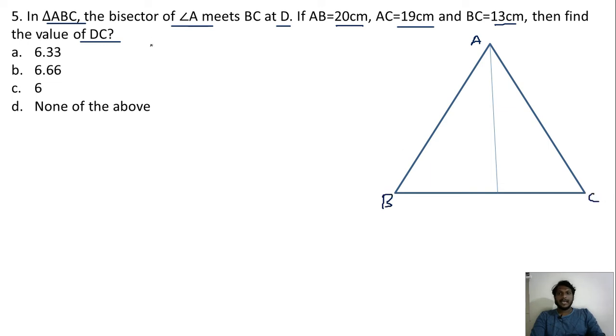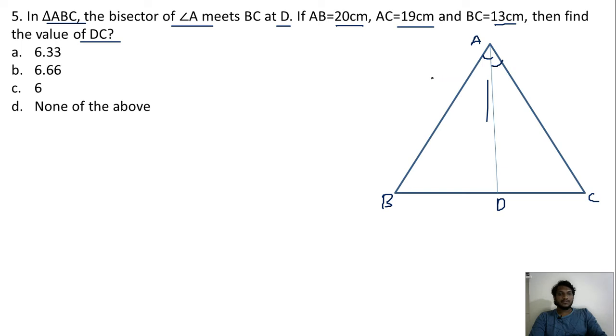Now the bisector of angle A, that is the angular bisector at point A, meets BC at D. So this is the point D. Here the angle BAD will be equal to angle DAC, because AD is the angular bisector at A. Now I will explain the concept which is being used here.